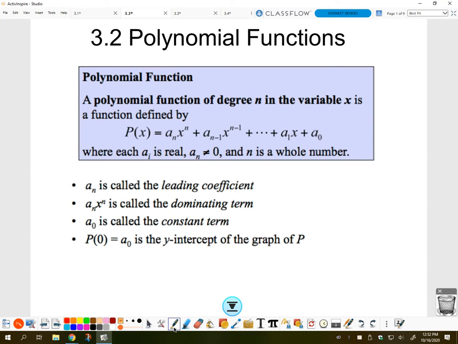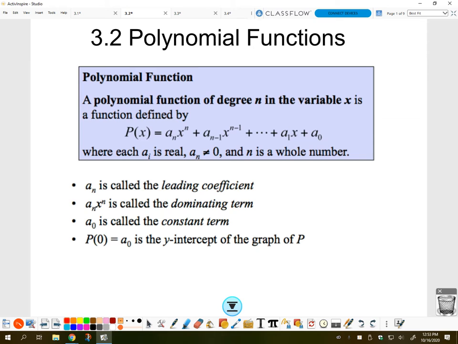Alright, so today we're doing lesson 32 on polynomial functions. To start with, a polynomial function of degree n in the variable x is defined by this, which looks ugly, but all it really says is a number times x to a power plus another number times x to a lower power plus another number times x to a lower power, until you run out of powers and you just have a constant.